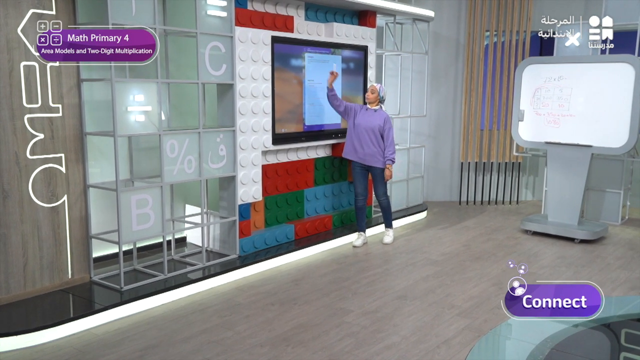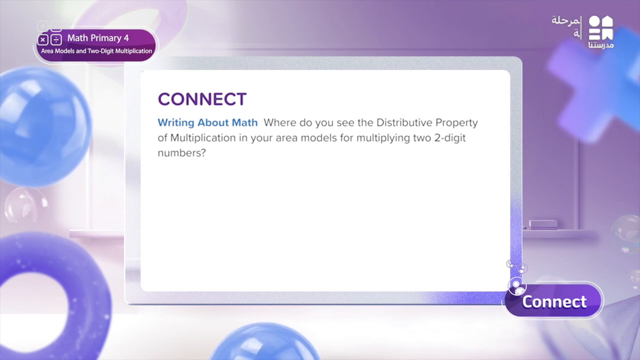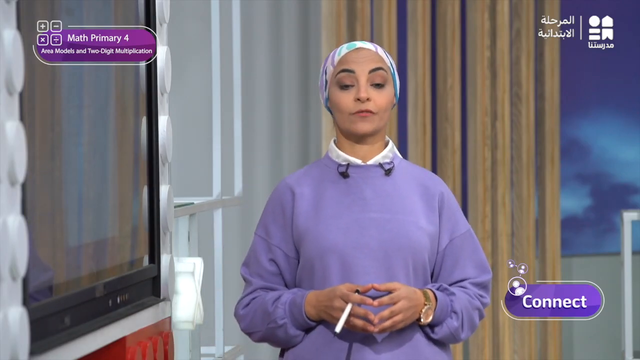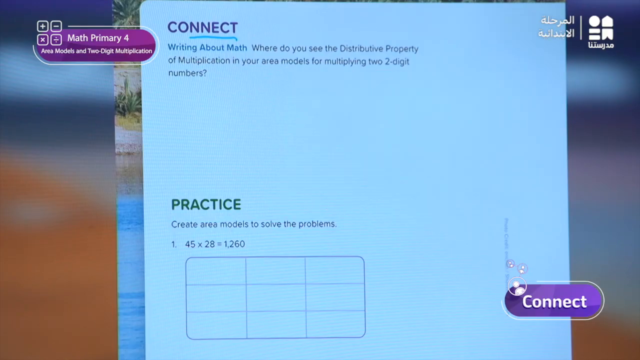And now in the connect part, have you noticed how we use the distributive property while solving? The distributive property of multiplication appeared after we decomposed the numbers. As an example, in problem number 3, we decomposed 72 into 70 plus 2, and 15 into 10 plus 5. After decomposing, we multiplied 70 by 10 and 70 by 5. Then we multiplied 2 times 10 and 2 times 5. Pay attention to multiplying the correct numbers so that the final answer is correct.